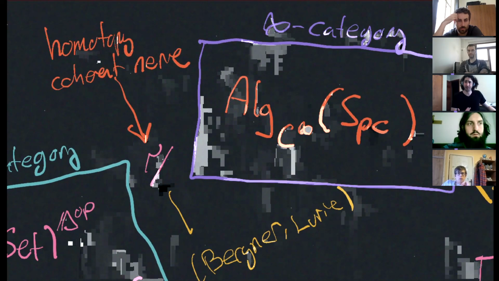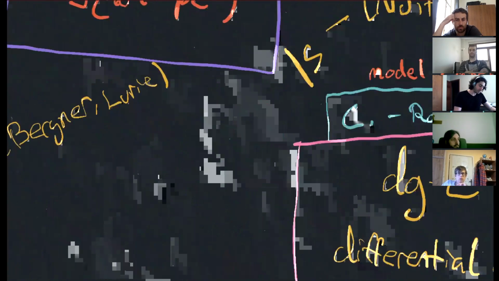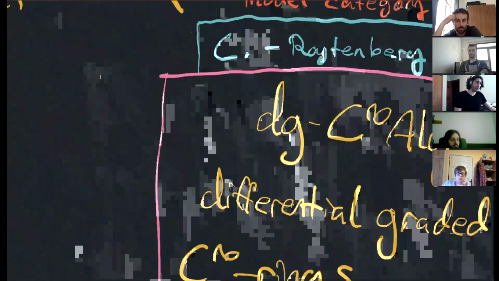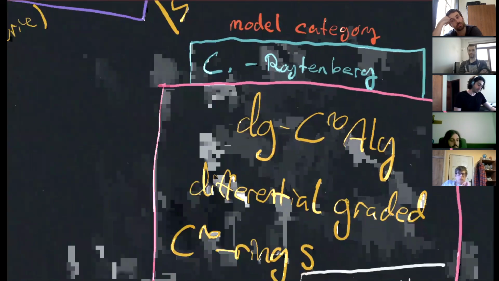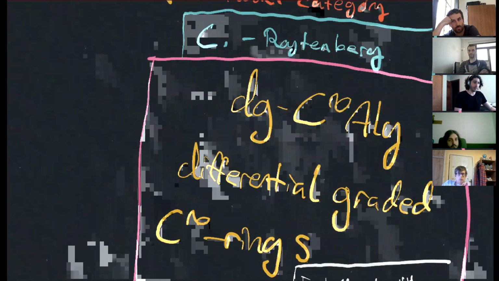Okay, but we're in characteristic 0. So why don't we work with DG algebras? That would be a nicer thing to do. They're easier to work with. We have homotopical algebra at our disposal. There's a model category due to myself and Dmitri Pavlov on what we call differential graded C infinity rings.